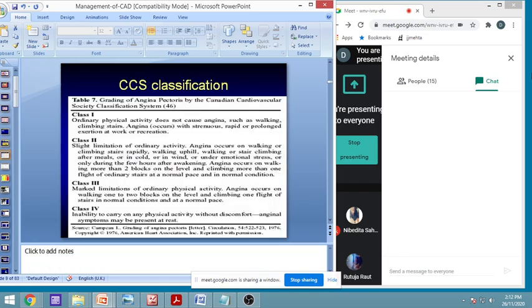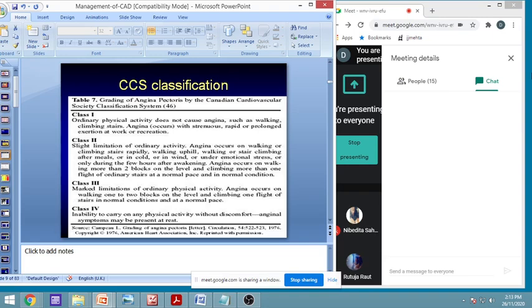Now the Canadian Cardiovascular Society grades angina in a different way. We have seen earlier stable, unstable, Prinzmetal, etc. This makes it class 1, class 2, class 3, class 4. It doesn't make much difference. The only thing to understand is that when normal physical activity does not cause any pain, we call it stable angina. But when somebody does strenuous, rapid or prolonged exertion, then it will start showing pain.